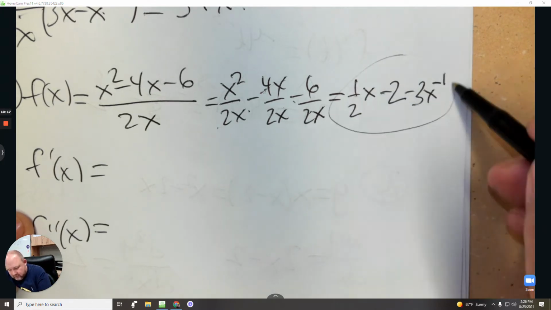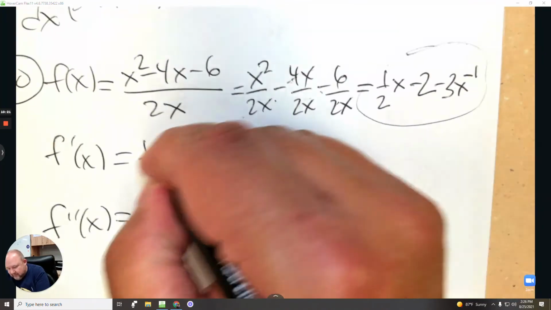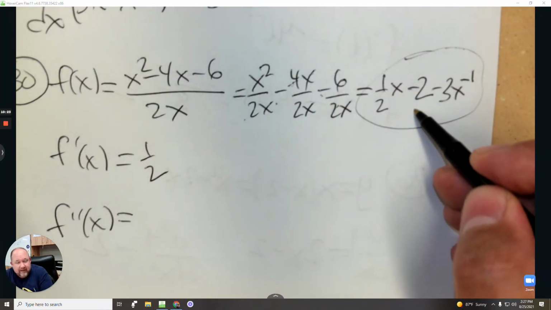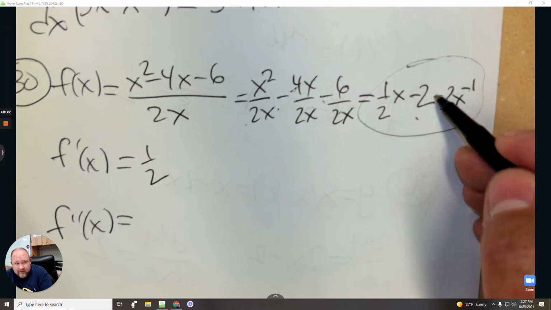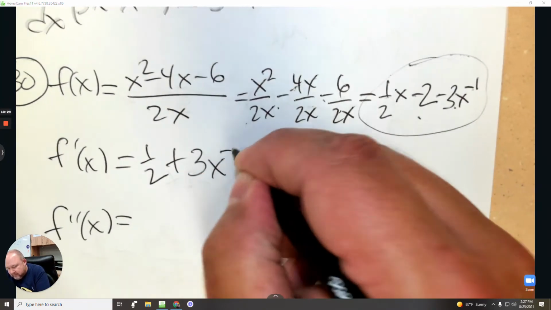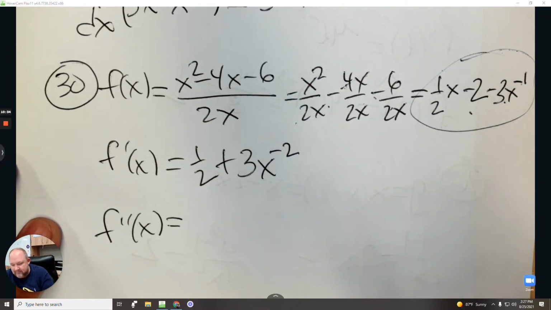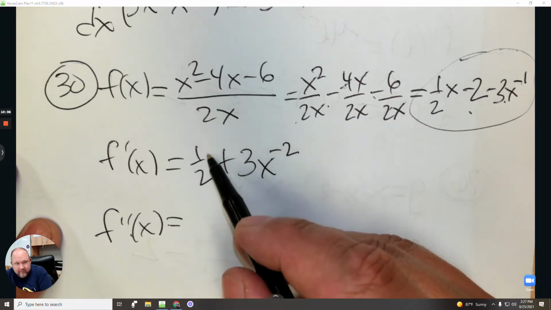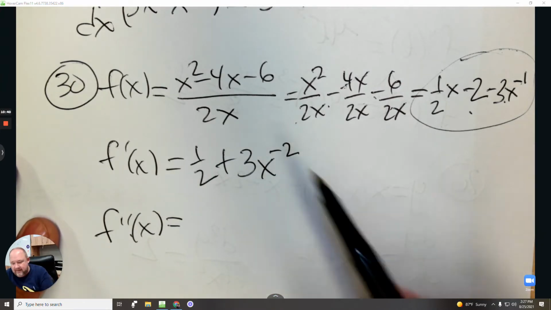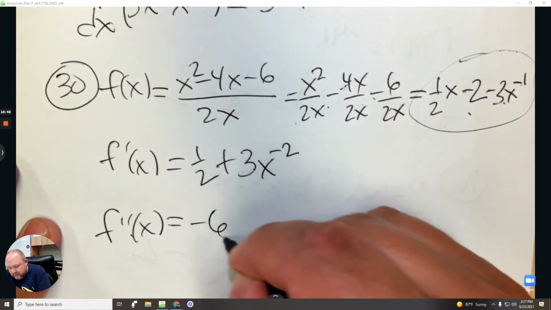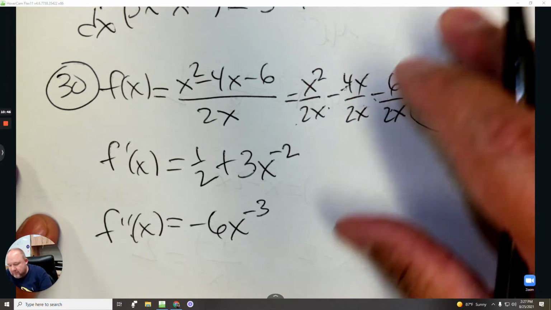Now I'm going to take the derivative of this. So the derivative of 1/2 x is 1/2. The derivative of negative 2 is 0. And the derivative of the last term, a negative times a negative, is positive 3, and subtract 1 to the exponent. Now I do it again. The second derivative, the derivative of 1/2 is 0. And then it's negative 2 times 3, which is negative 6, and subtract 1 to the exponent. Number 31.